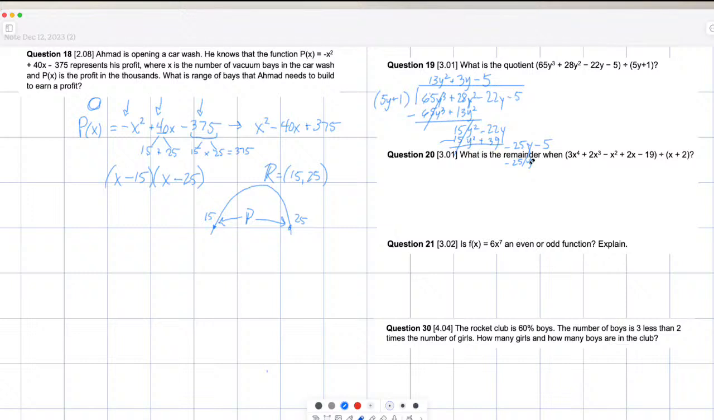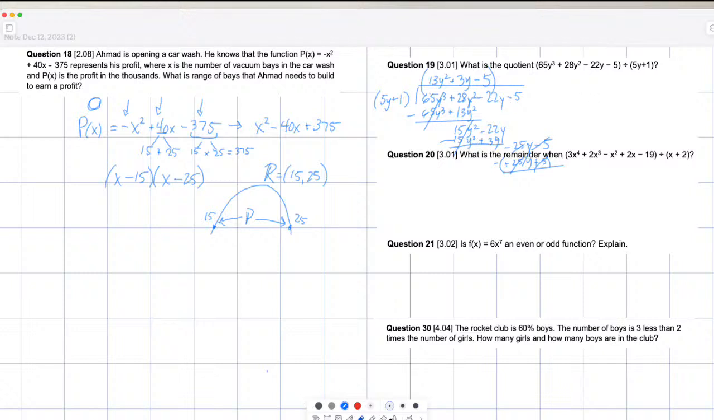And negative 5 times 1 is negative 5. And we're going to subtract that. Right? So if we subtract this whole thing, that means both these signs turn to positive. So negative 25 plus 25 goes away. Negative 5 plus 5 goes away. And that's it. So there is our function. That up there is the quotient: 13y squared plus 3y minus 5.